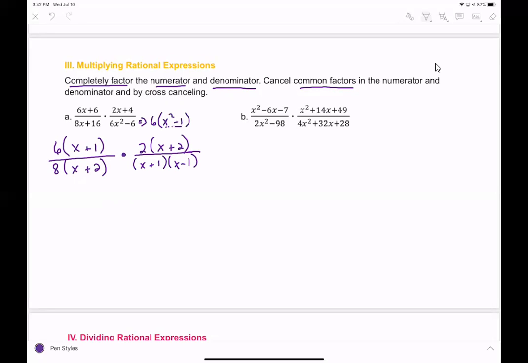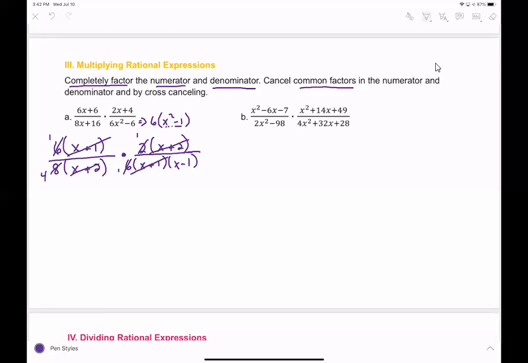I'm going to cross cancel. This x plus 1 I can cancel with this x plus 1. This x plus 2 I can cancel with this x plus 2. And by the way, don't forget this. I forgot to bring my 6 down. I could cancel the 6's with one another or reduce them to a 1. And then I can do the same with this 2 and then divide it into 8 to get 4.